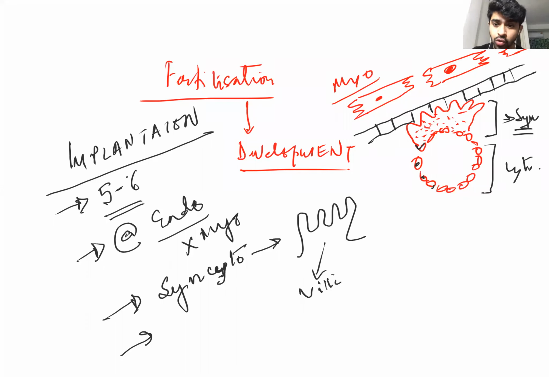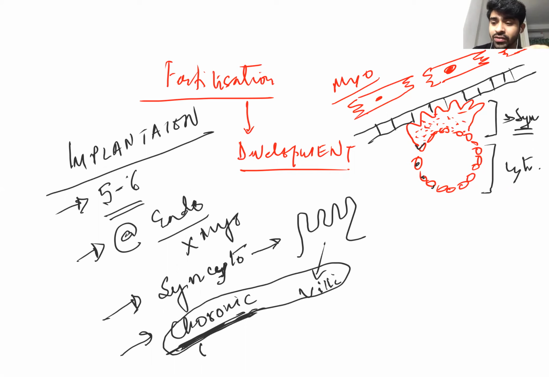Why is it chorionic? Chorion means fetus. Chorionic means fetal membrane. As you know, this is a part of the fetus. Syncytiotrophoblast is a part of the fetal membrane. That's why it is called chorionic villi. This is a finger-like villi which is originating not from the mother's end.